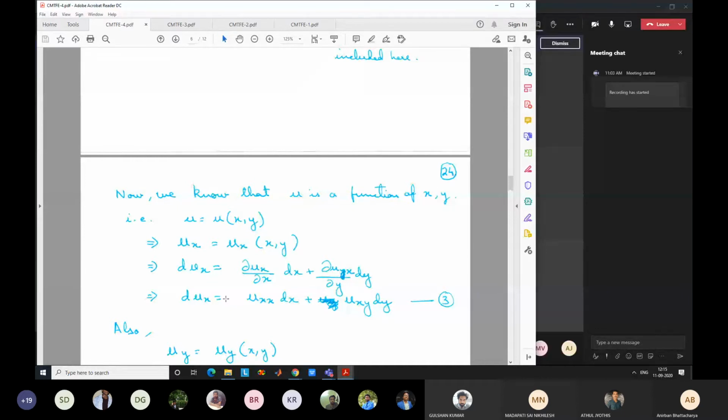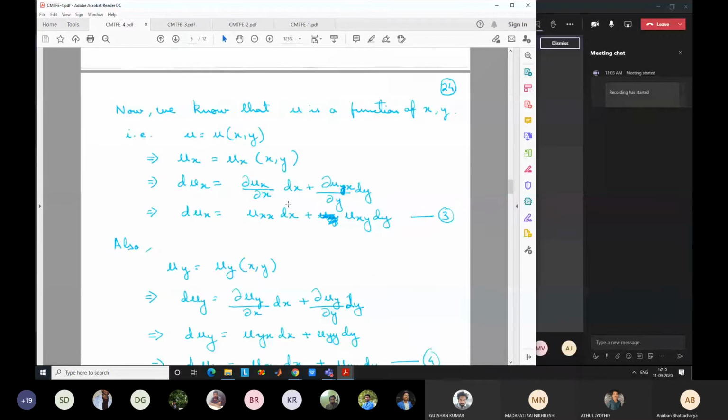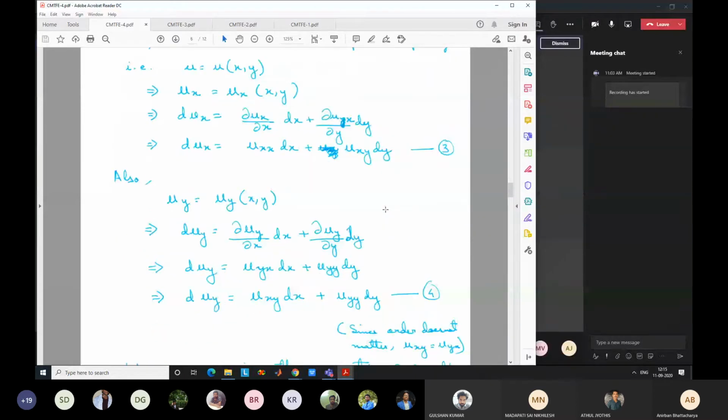Or in other words, dux. So what is this term? It is now a second derivative of u with respect to x, so del square u del x square, uxx dx, and this is a mixed derivative, del square u del x del y, uxy dy. Why we have written in this form will be clear later, but we have developed another equation for you for some reason.